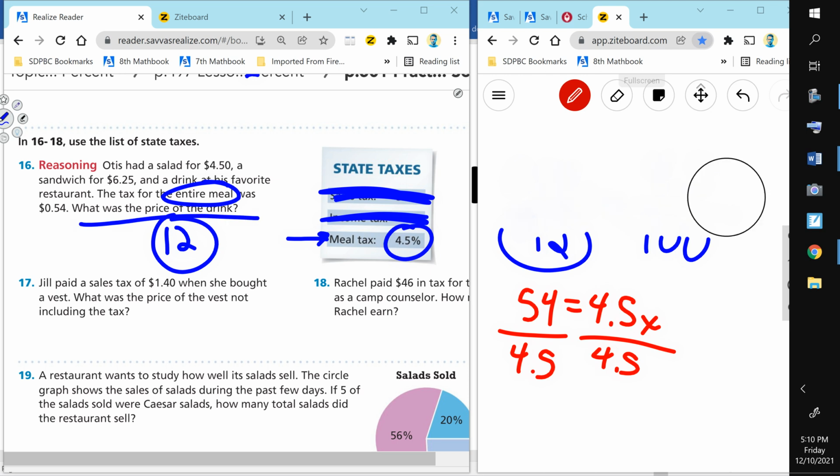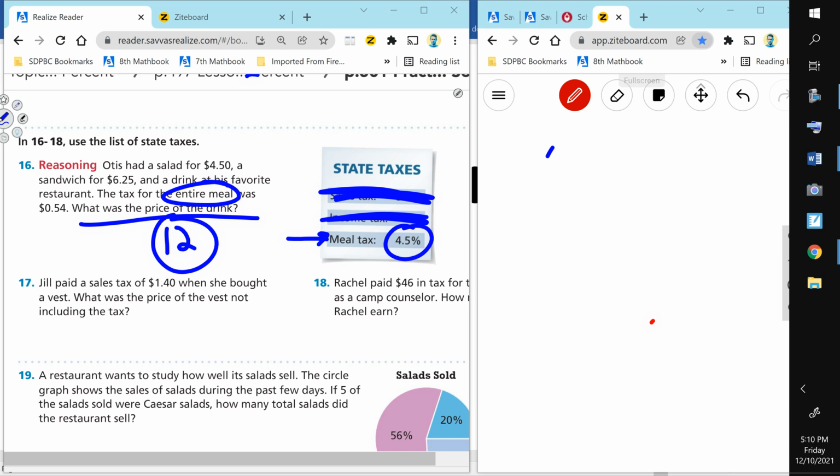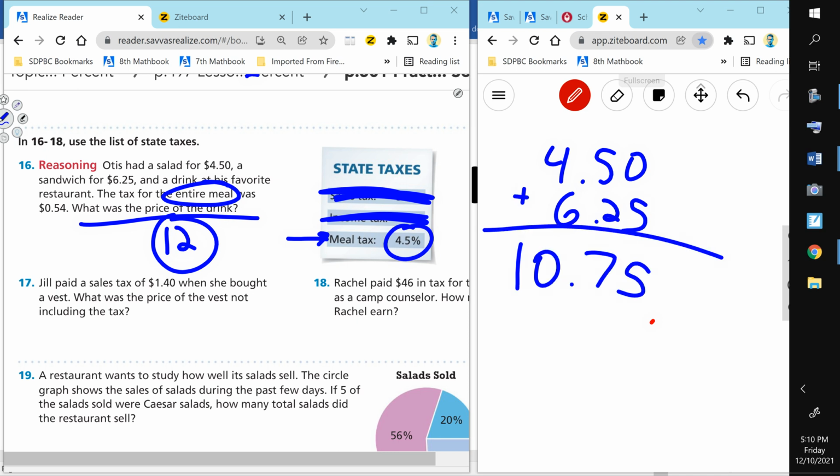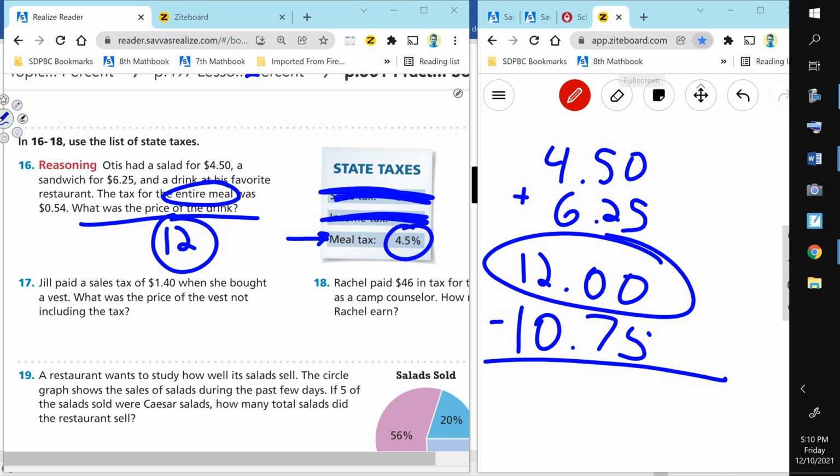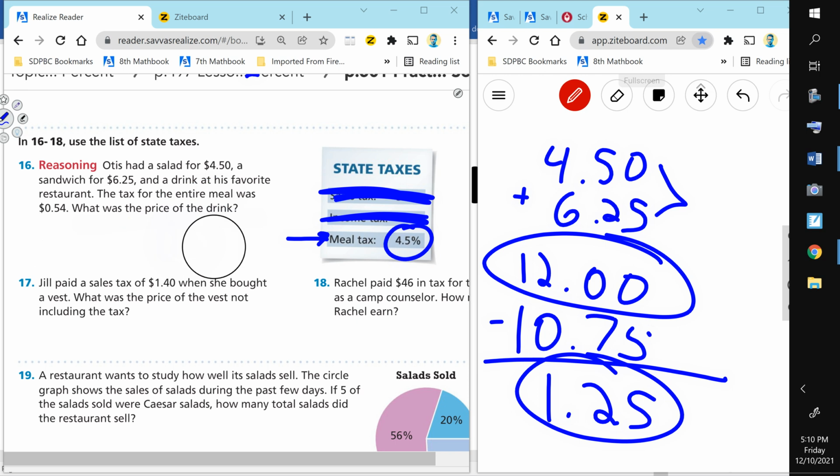So there's one more thing to do. You know you spent this much money on salad. You know you spent this much money on a sandwich. In total, you spent $10.75. If your total meal was $12, how much did you spend on the drink? You got to take the total that we just got, subtract it from the cost of these two, and that is going to tell you how much you spent on the drink, and that is going to be the answer. Can you believe that? Wow, what a question.